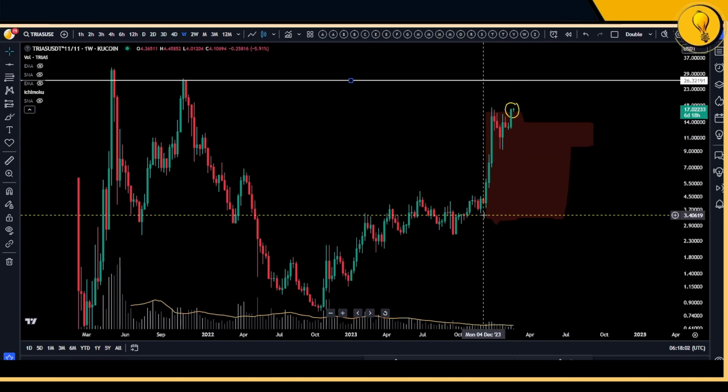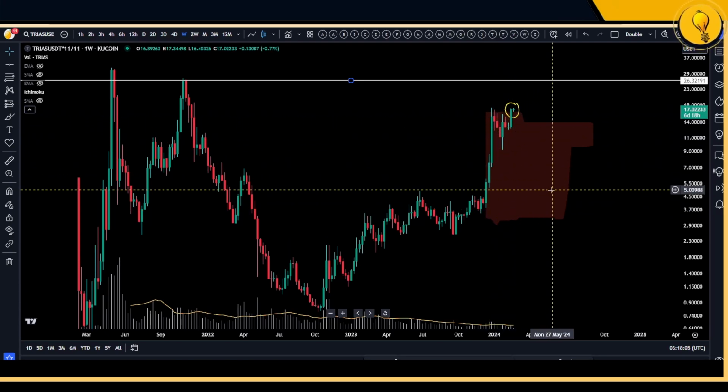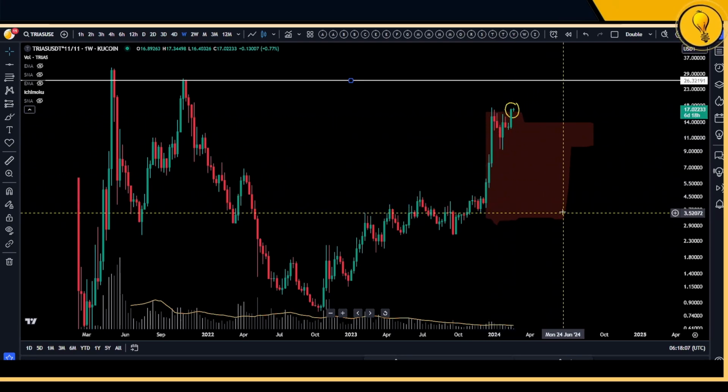Because this edge to edge, while it played to the upside, it could also play all the way to the downside if things go wrong.